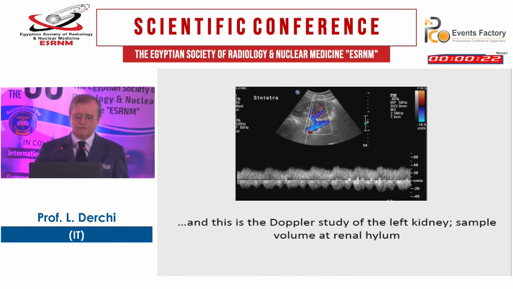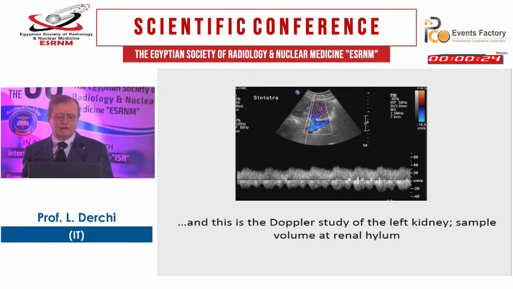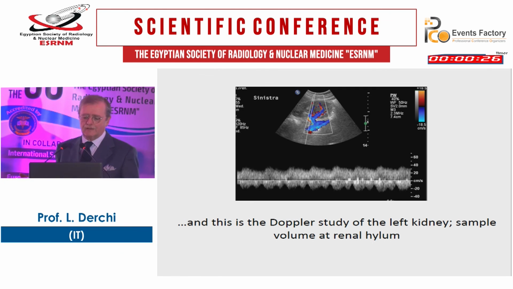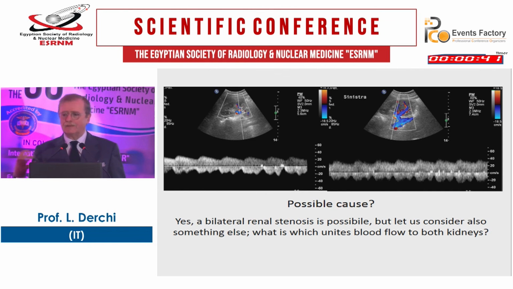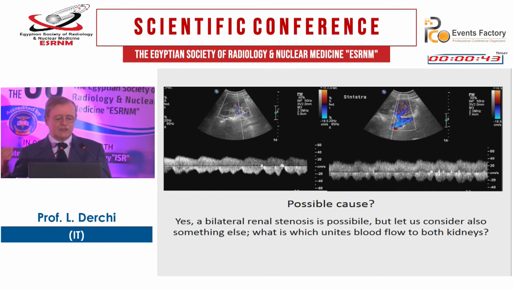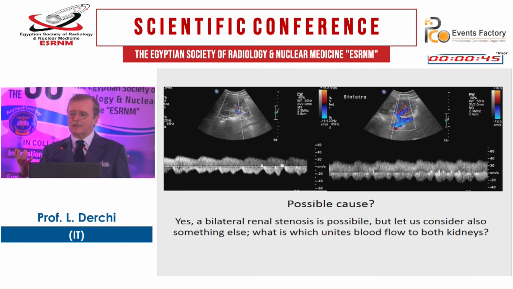But look at here. This is what you see at the left renal artery. Again, pulsus tardus parvus. Pathological flow at both kidneys. Post-stenotic flow on both sides. Yes, it is possible to think about a renal stenosis, but let's consider also something else.